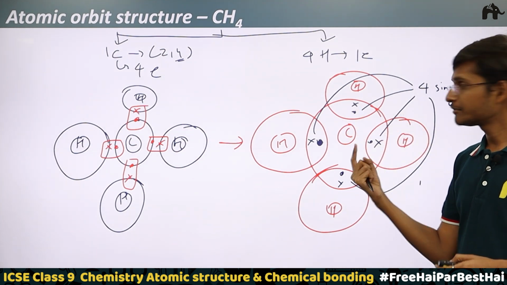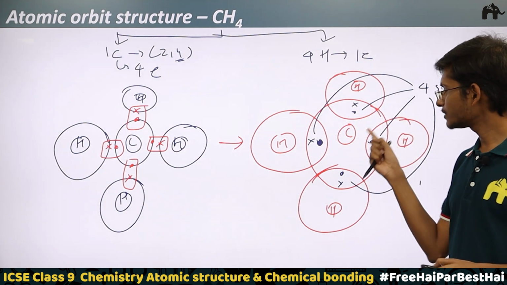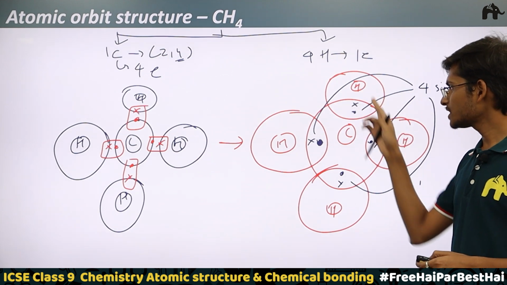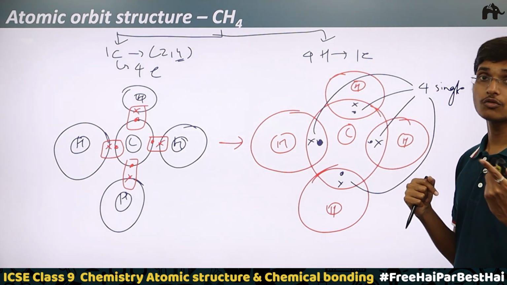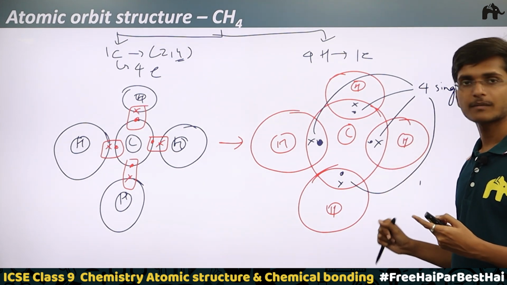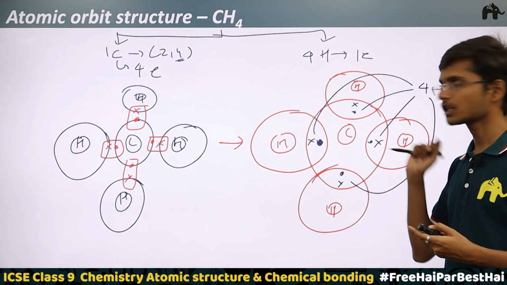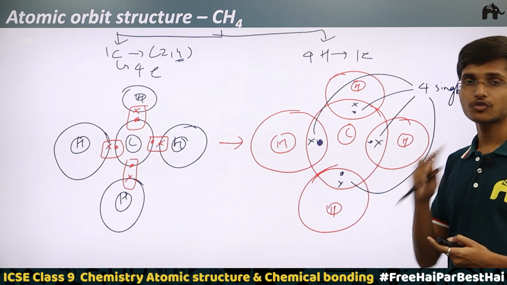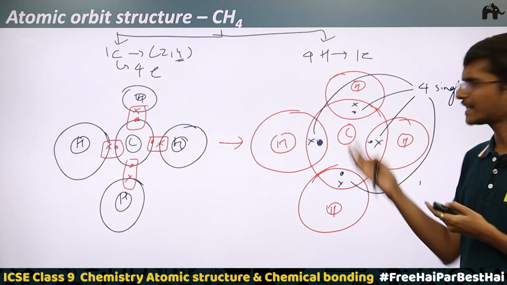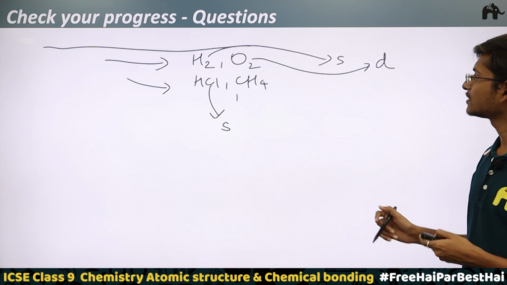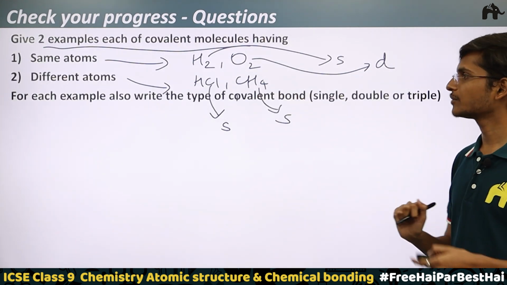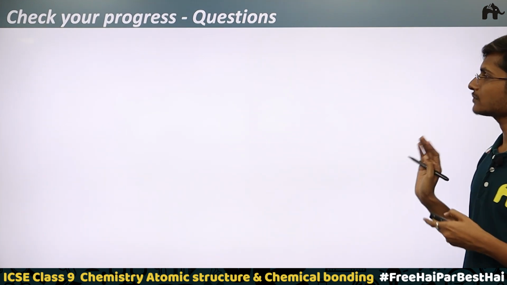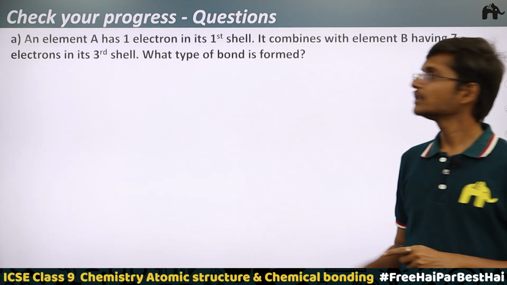We have seen that between each hydrogen atom and the carbon atom there is a single covalent bond. Each hydrogen atom and carbon atom, single covalent bond. So 4 single covalent bonds, which means simply it has single covalent bonds, right? So which type of bond here? Here also it is a single covalent bond. Okay, fine, done with the question.